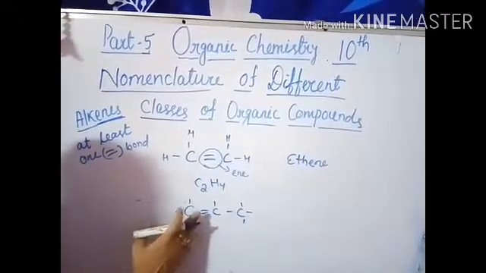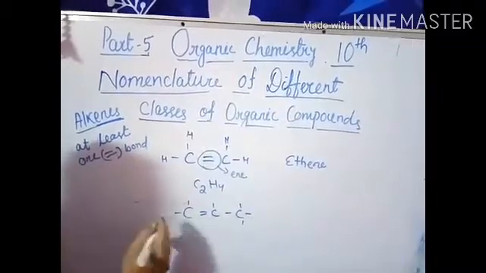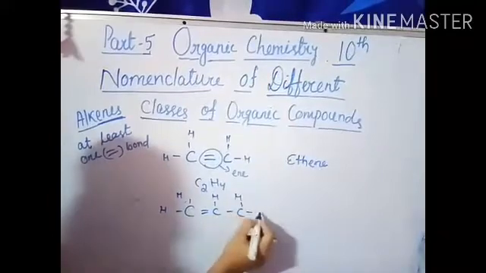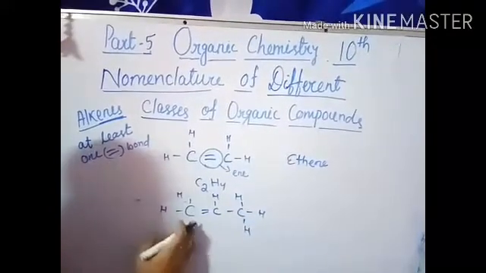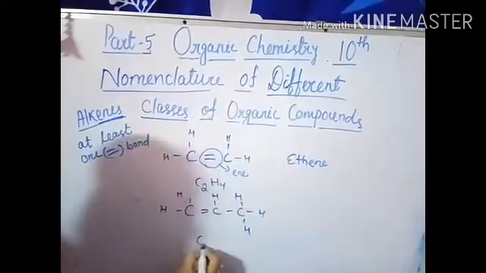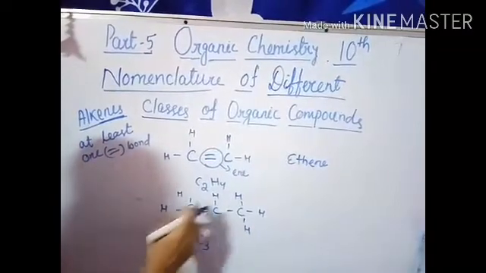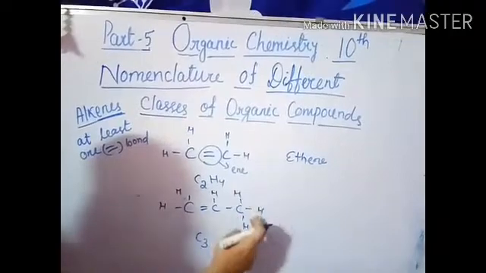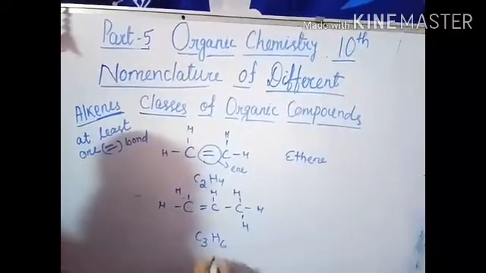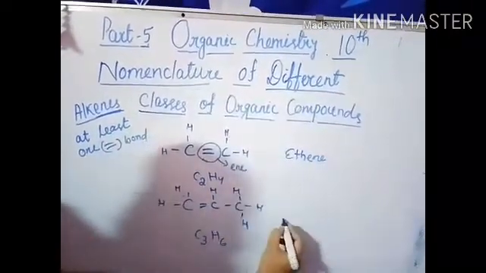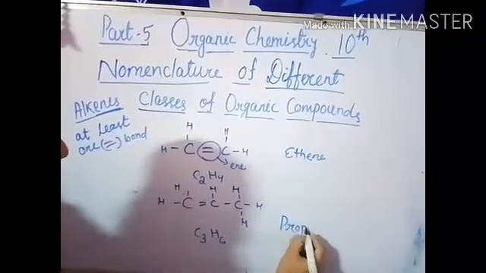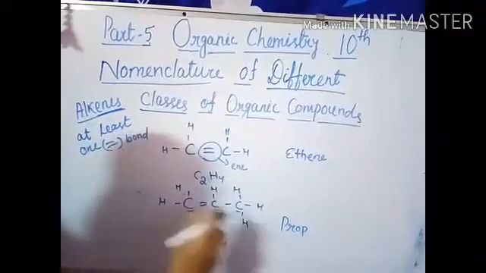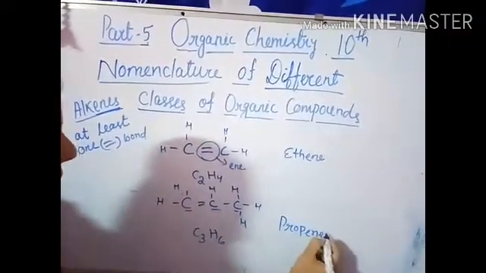So here what happened? By taking this, suppose this one, you have to arrange H, H, H, H, H, H. So how many C are there, children? It is C3. How many H? 1, 2, 3, 4, 5, 6. C3H6. So what will it come? 3 carbon atoms is prop. And as the double bond is present, it is called propene.